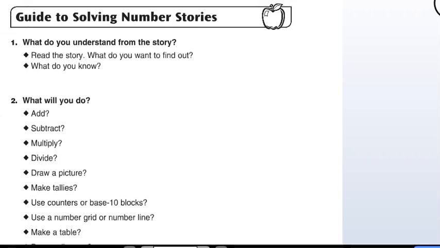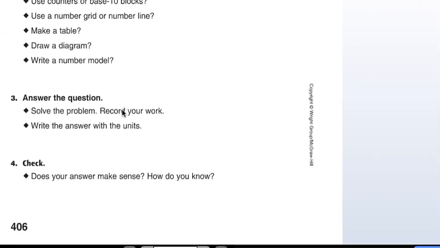The first one says, what do we understand from the story? The second part to solving number stories is, what are we going to do? How are we going to go about solving our problem? Number 3 is answering the question. We're going to be solving it and always showing our work. And then the fourth part to solving number stories is to check our work. Does our answer make sense, and how do we know?